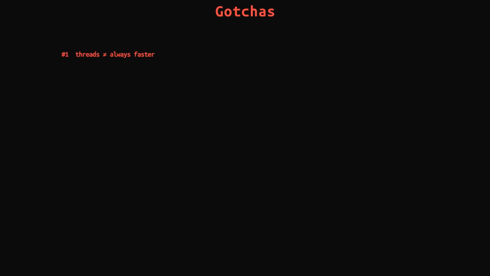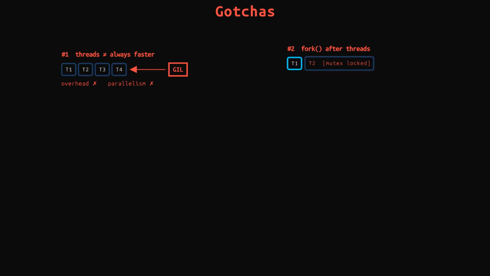The first gotcha is assuming threads are always faster than processes. If your code is CPU-bound and you're in Python, adding threads makes it slower. The GIL serializes them. You get the overhead of context switching with none of the parallelism. The second one will ruin your day. If you fork after spawning threads, only the calling thread survives in the child. Any mutex that was locked by another thread at the moment of fork stays locked forever. No one can unlock it. Your child process deadlocks silently.